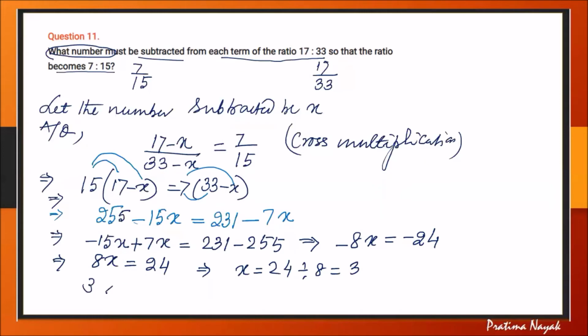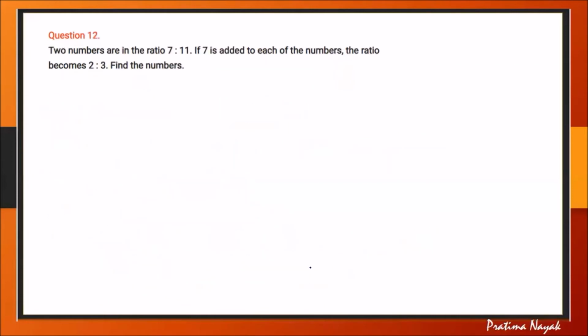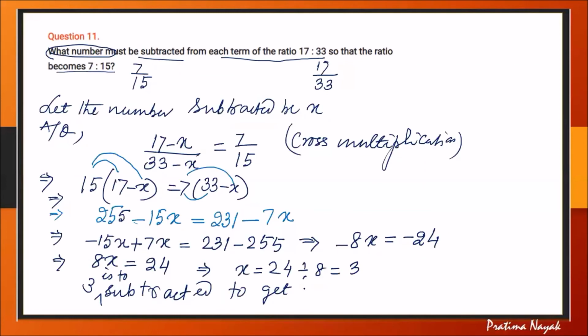3 must be subtracted to get the ratio 7 is to 15.